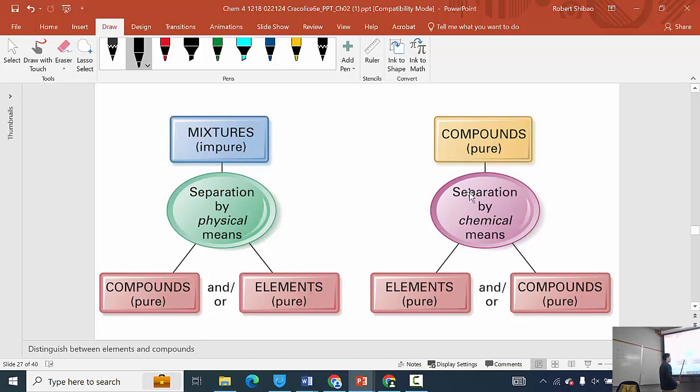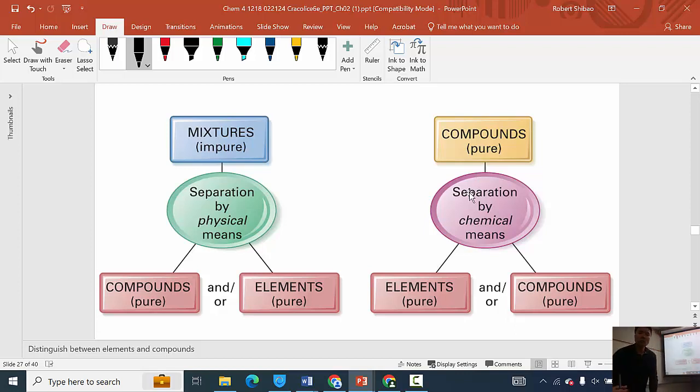All right. So eventually, what happens here is we take a compound like water and we separate it by chemical means into the elements of hydrogen and oxygen. But sometimes we can take a compound, separate it by chemical means, and get another compound, a different compound. So let's say we're trying to separate carbon dioxide. It might involve multiple steps. We might go from carbon dioxide to carbon monoxide, and then from carbon monoxide, the elements carbon and oxygen. So it could be multiple steps here.